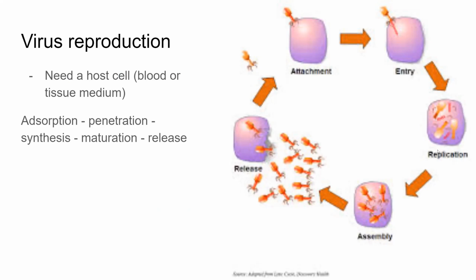We then have replication. You can see lots of new viruses are being produced. The parts of the viruses are produced. They are then assembled to produce new viruses. The cell will then burst, releasing lots of viruses. And then those viruses can go and attack other cells and complete the cycle again. So really, we look at these stages: absorption, penetration, synthesis, maturation, and release.